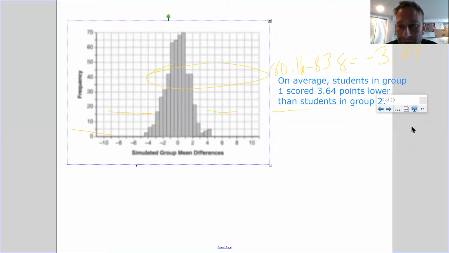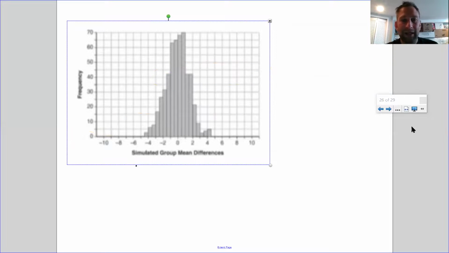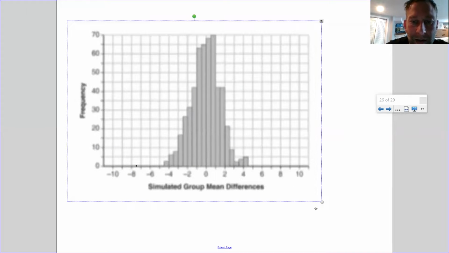Let's just get rid of everything else. So negative 3.64. Let's make it even bigger. Negative 3.64 would fall right there. So I have two bars that are more extreme than negative 3.64 approximately. This bar right here looks like it's at about 6, and this bar right here looks like it's at about 3. So together, 3 and 6 is 9.